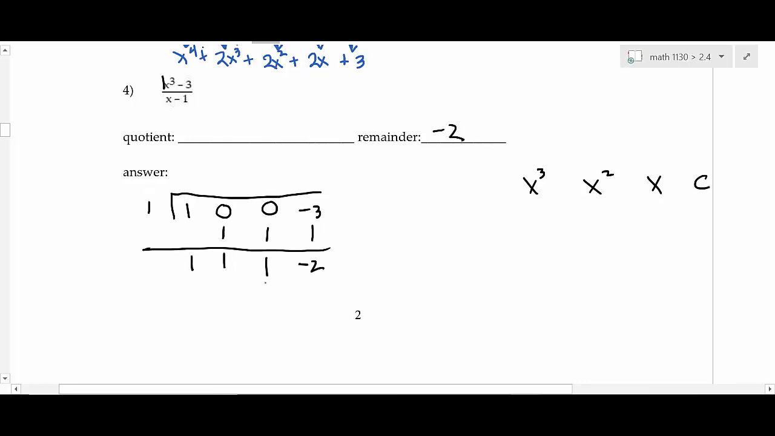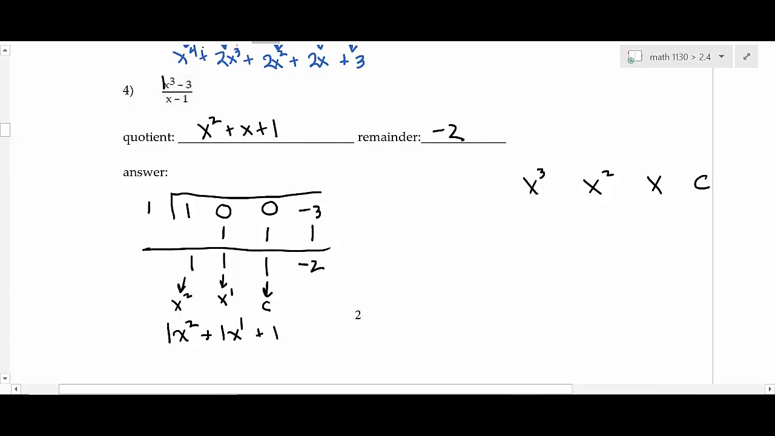And again, it goes like this. This right here is a constant term. That right there is x to the first. That term is x to the second. So you would end up with 1x to the second plus 1x to the first plus 1. So you just get x squared plus x plus 1 with a remainder of negative 2.